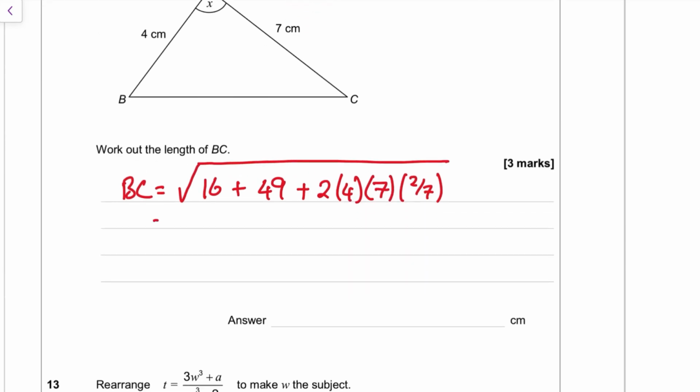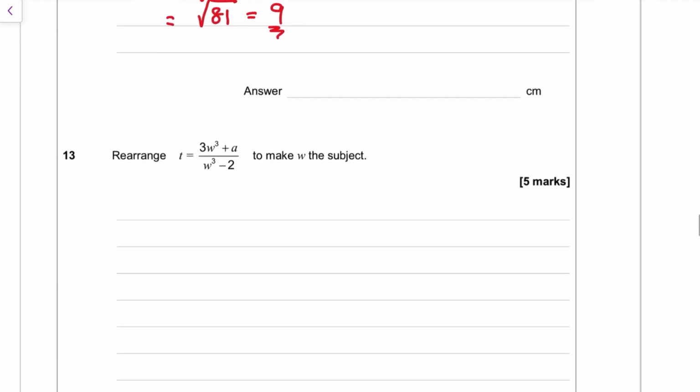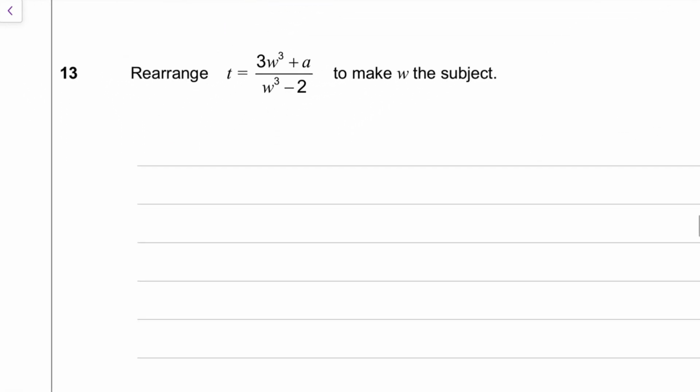Right, let's try and not mess this up. So 16 and 49, well 50 and 16 is 66, that's going to be 65. Sorry, a bit messy. 2 times 4 is 8, the 7s cancel, times 2 is 16. I'm hoping this can be a nice number. 65 plus 10 is 75, plus 6 is 81, yes it is. 81, square root of 81 is 9, BC is 9. Excellent. Nice question. Right, next one.